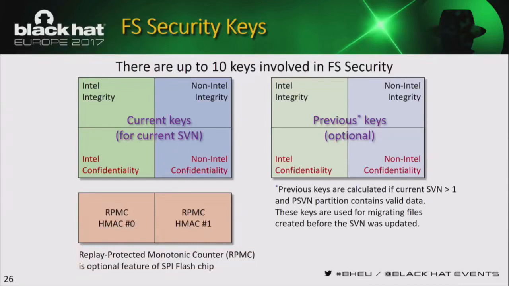And as I said earlier, there are two sets of keys, Intel and non-Intel keys. And each set contains two keys, an integrity key and a confidentiality key. The integrity key is used to calculate HMAC, and the confidentiality key is used for AES encryption. And also there are two versions of the key, previous and current keys.